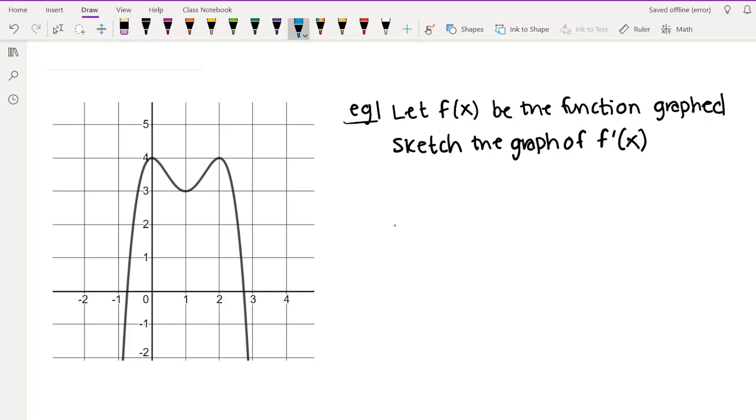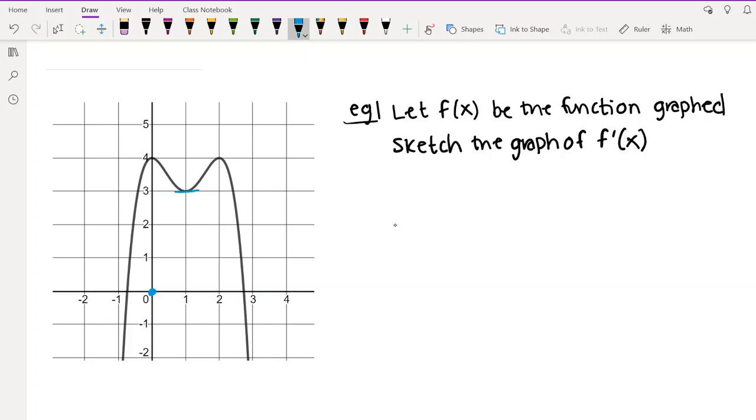So a good place to start is to look at the places where the original function f of x has a horizontal tangent line. Because if the original graph has a horizontal tangent line, that means that the derivative equals 0, right? Because horizontal lines have a slope of 0. So it looks like when x is equal to 0, there's a horizontal tangent line. And so that tells us that the derivative should go through a height of 0 at that point.